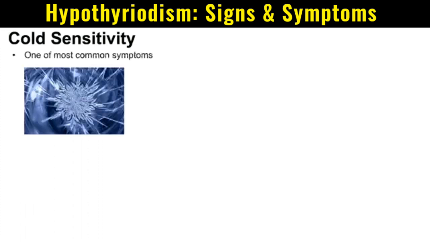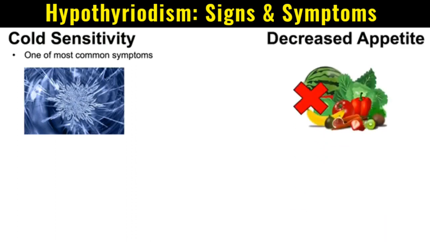Cold sensitivity is actually one of the most common symptoms, and the reason why hypothyroidism can cause cold sensitivity is because, as we mentioned before, thyroid hormones are involved in increasing metabolism. So if we have low thyroid functioning or low thyroid hormone levels, we're going to have lower metabolism, so we're going to have a lower core body temperature. So there's going to be issues with cold sensitivity. Another symptom of hypothyroidism is decreased appetite. And again, this is due to having decreased metabolism.